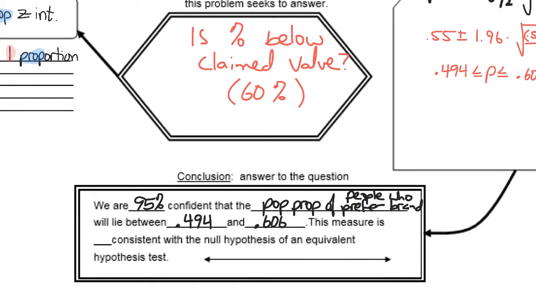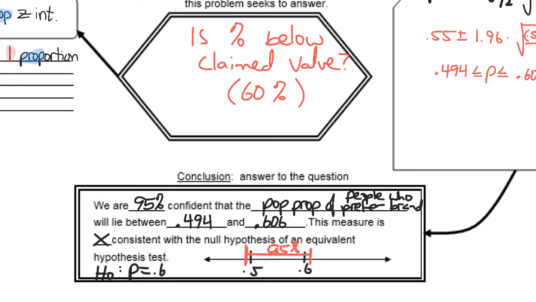Measure is consistent, and like I said, I've just been throwing an X in there if it's consistent with the null hypothesis of an equivalent hypothesis test. H0 would be P equal to 0.6. All right, so I'll just do a 0.5 and 0.6. So my interval would be just south of the 0.5 and just north of the 0.6. And so that's my 95%.